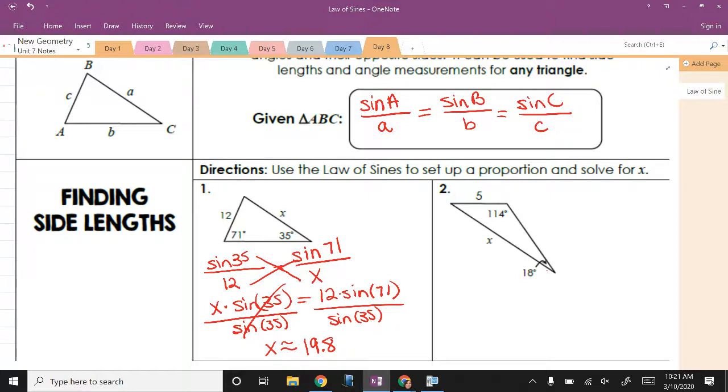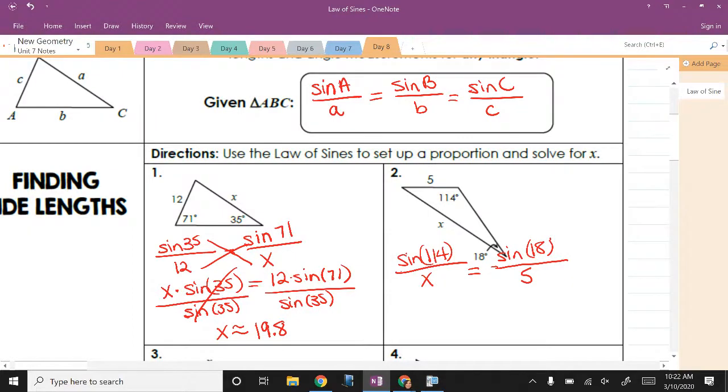Okay, now, number 2. Do we have a pair of opposites? Well, x is opposite what angle measure? 114, and 5 is opposite what angle measure? 18 degrees. All right, so we're going to say sine of 114 over x equals sine of 18 over, what's its opposite? 5. So any questions about how we set up the proportion?